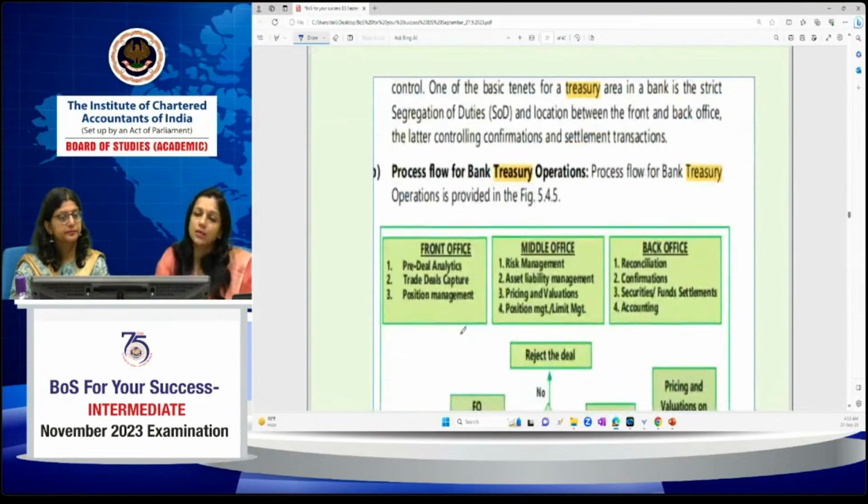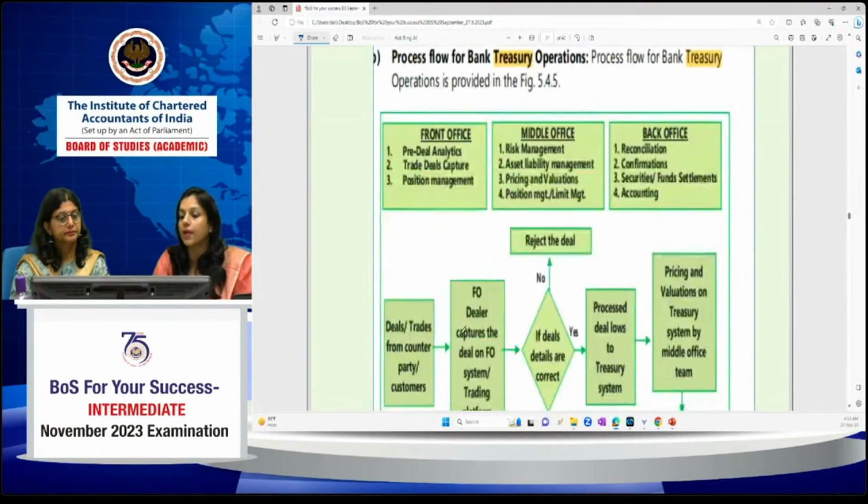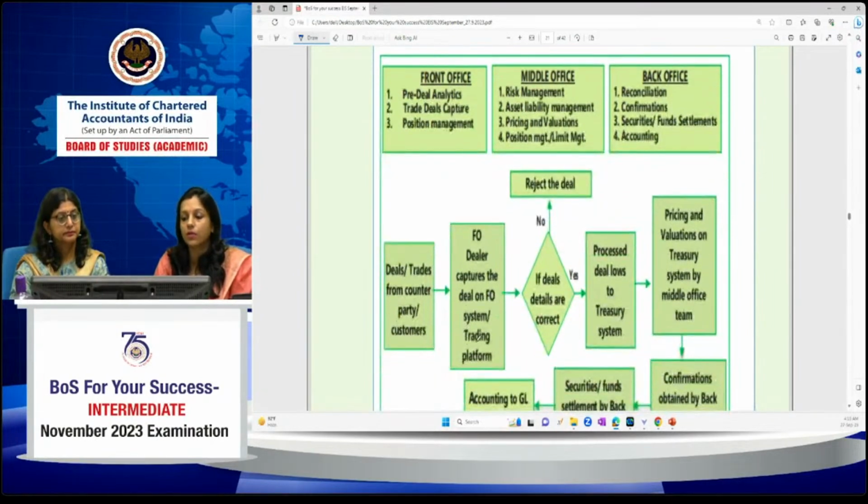You can see that in your study material, we have given certain diagrams. That is for your help. By looking at the diagram, you can get a complete understanding of the topic. You can just have a quick review through the diagram. Here is a diagram that we have taken from page number 5.69.